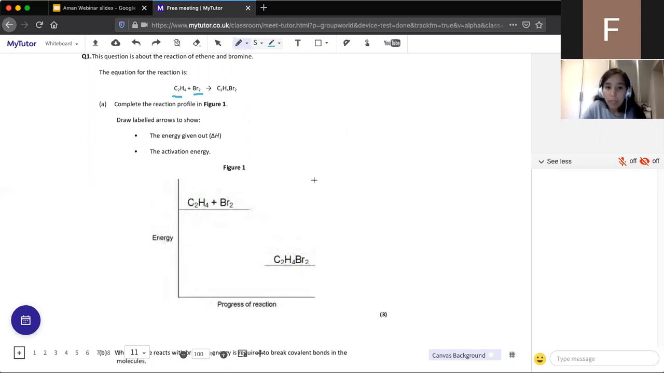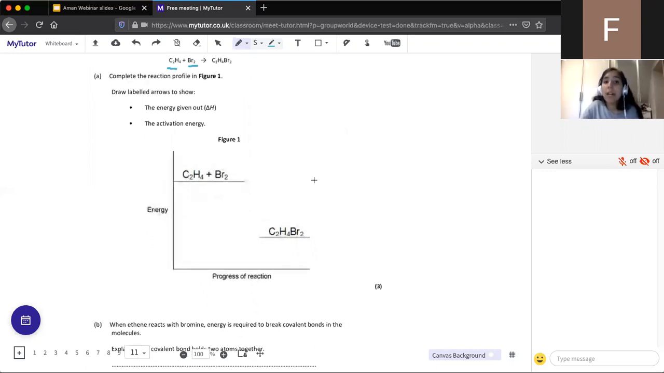So yeah, this is an exothermic reaction, and the reason we know that is that the reactants start off at a higher energy than the products. So energy is being lost into the atmosphere, so it's an exothermic reaction. We need to draw labeled arrows to show the energy given out and the activation energy. So let's start with the activation energy.